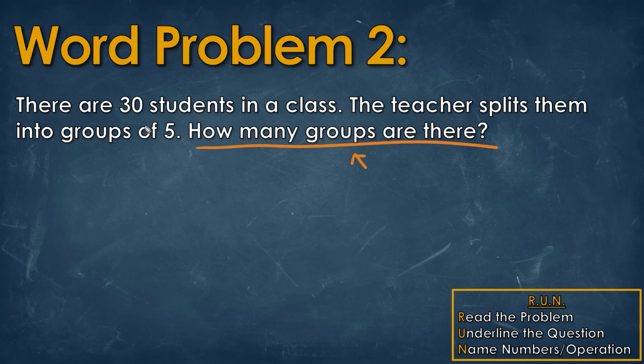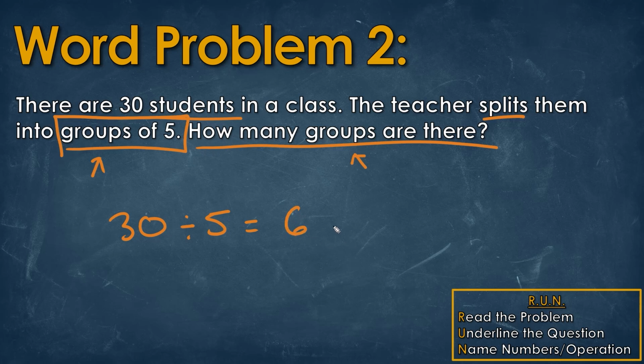Well, it looks like we have 30 students in a class. The teacher splits them into groups of 5. So this word splits, this word groups, gives it away that it is a division problem. So knowing that we have 30 students and we're going to be grouping them into 5 tells us we'll be doing 30 divided by 5, which will tell us that there will be 6 groups in total.